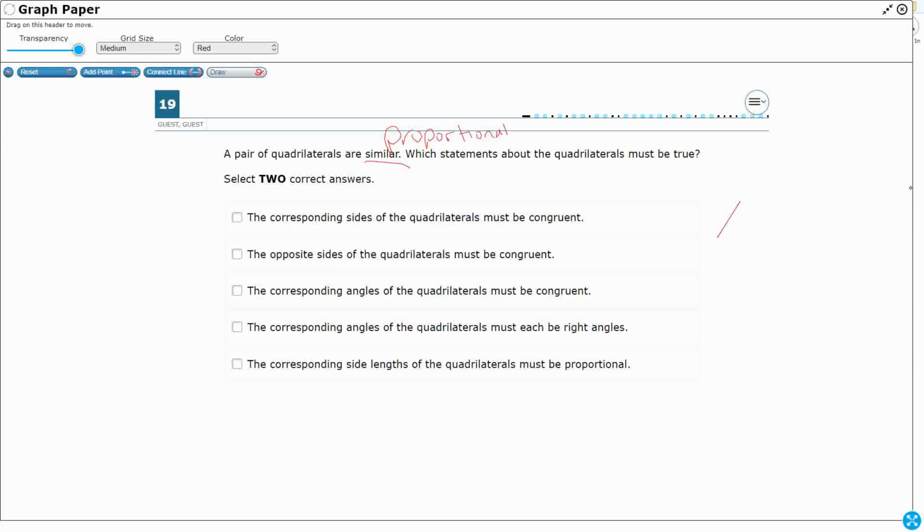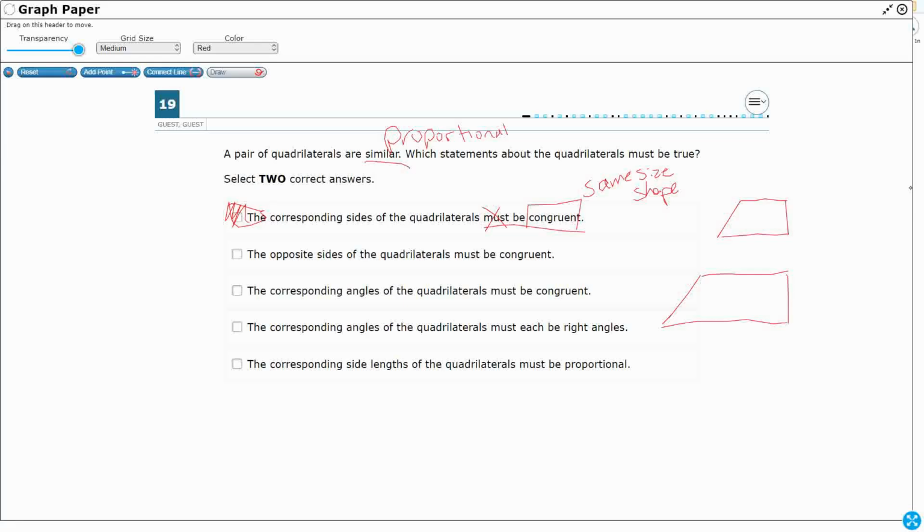Let's just draw a right trapezoid here, and then to make it similar, right, we'll try to make it proportional. Everything's the same except it's obviously the scale's a little bit bigger, right? So let's take a look at our answers here. The corresponding sides of the quadrilaterals must be congruent. Now they can be congruent, but it's this must, right? Congruent means same size and then same shape. And as you can see, these are similar quadrilaterals, but we don't have the same size. They're proportional, so it's not going to be that one.